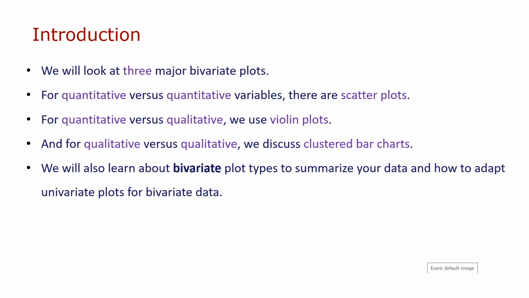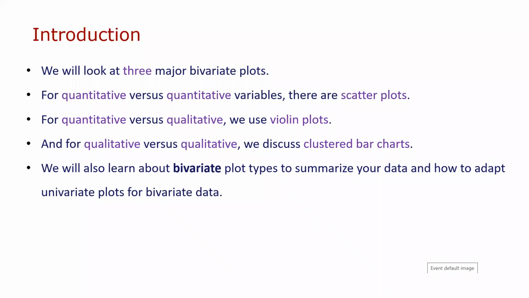Qualitative versus qualitative. So both variables are qualitative, and we want to see whether, let's say, 8 cylinder, 6 cylinder, 4 cylinder, and the type of the car, Mercedes, BMW, and so on. So this is quality versus quality.